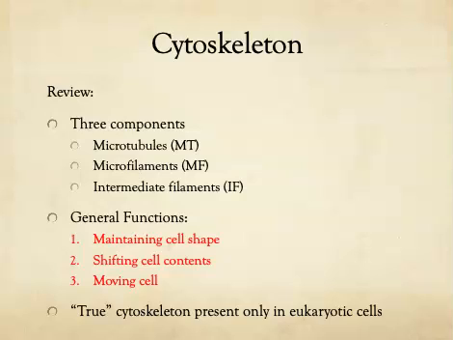It's important to remember that only eukaryotes have a true cytoskeleton. Bacteria and archaea have something similar to a cytoskeleton, but it's more primitive and it's composed of different proteins. A true eukaryotic cytoskeleton is composed of three structures: microtubules, microfilaments, and intermediate filaments.